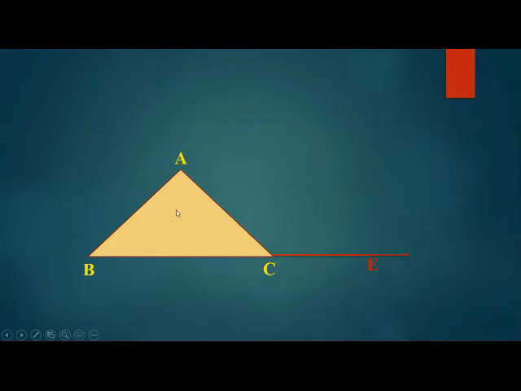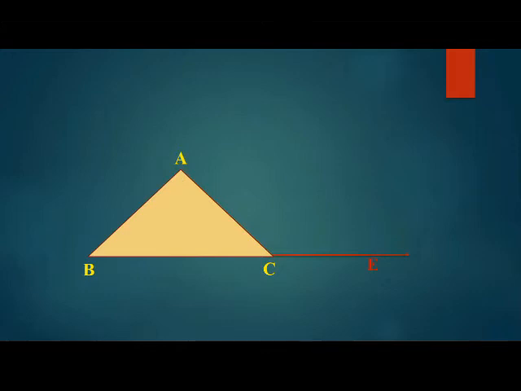So the exterior angle which has formed over here is ACE. So ACE is greater than the opposite interior angles. The opposite interior angles would be angle A and angle B. These are opposite to angle ACE and they are also interior angles. So the theorem says that whenever there is a triangle and we have extended a side, an exterior angle is formed. Whenever this exterior angle is formed, it is greater than the interior opposite angles.